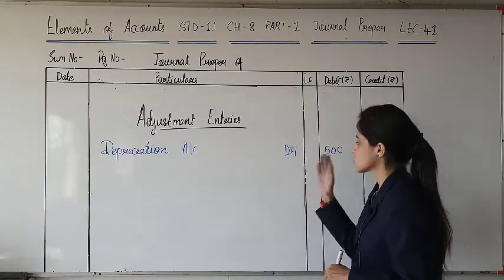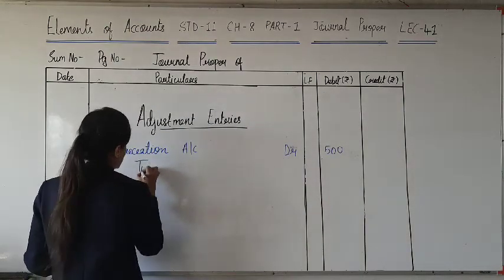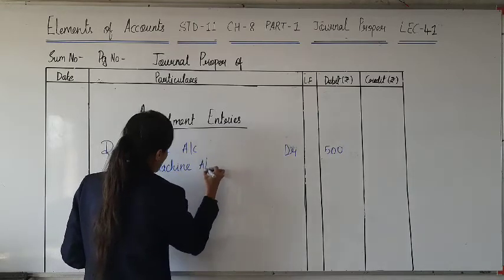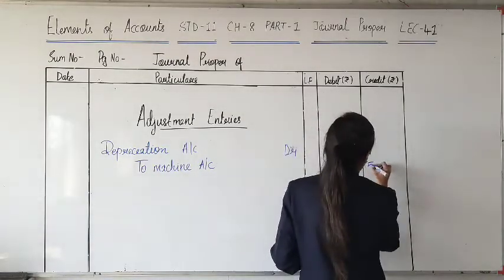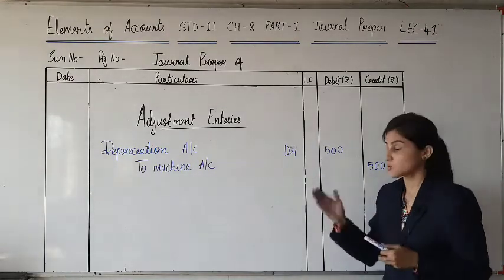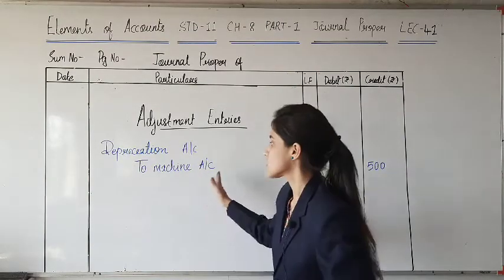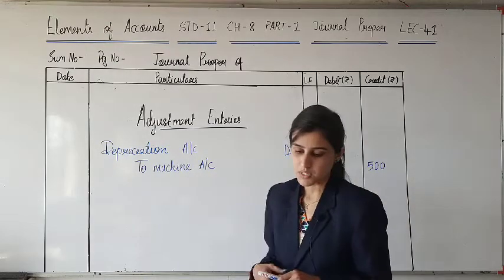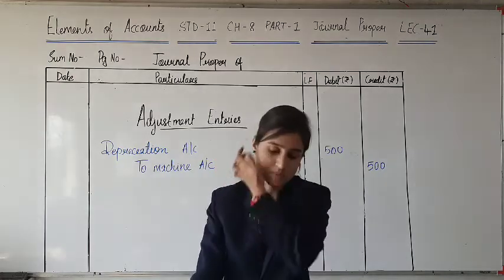So expense is always debited and the depreciation is on machine. Machine is an asset and with depreciation the value of machine reduces. So machine account is credited because the value of an asset decreases. Whenever the value of an asset decreases, it is to be credited. The fixed asset I am talking about. If it increases, then it is to be debited. So with this we have completed understanding the topic of adjustment entries.